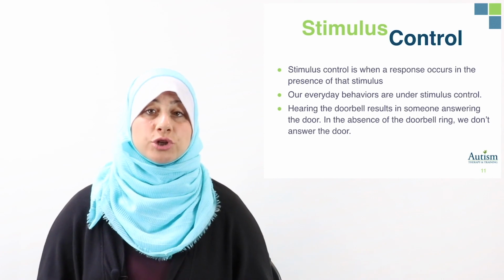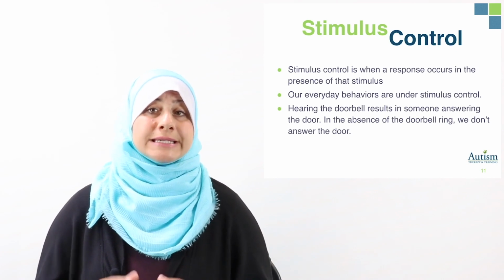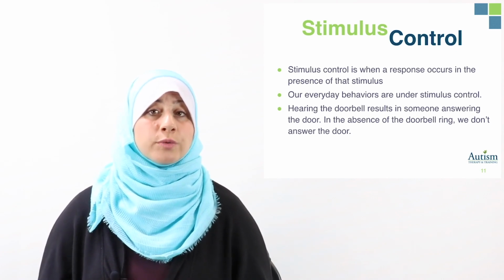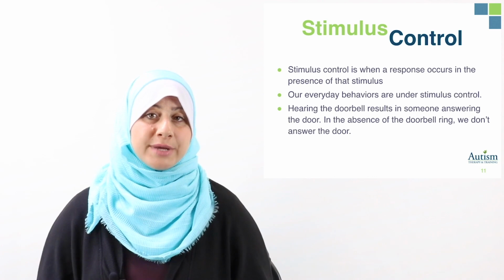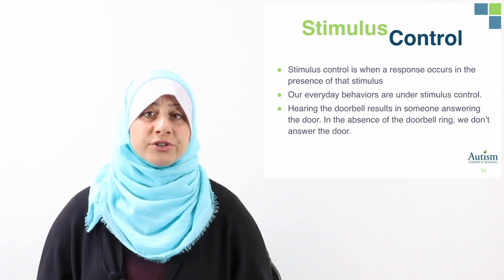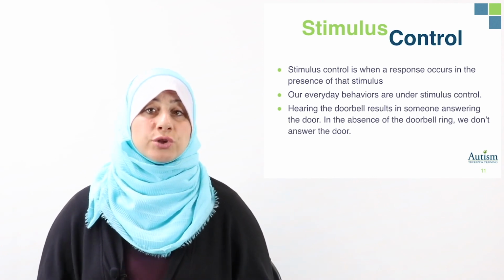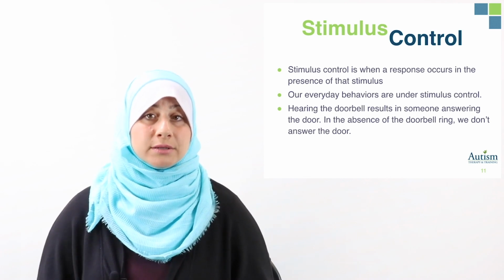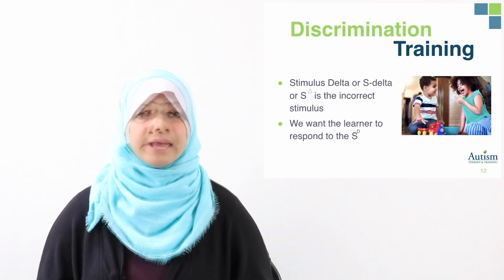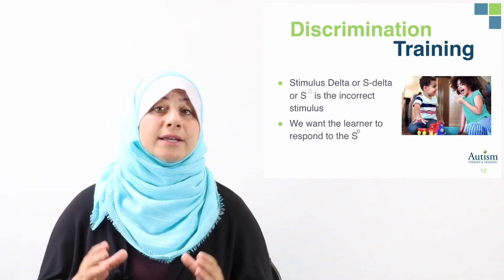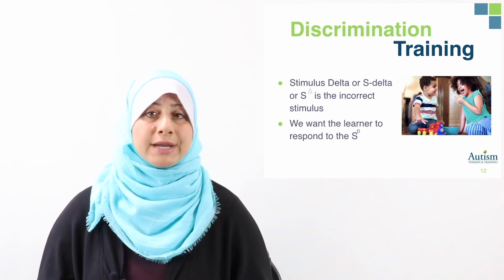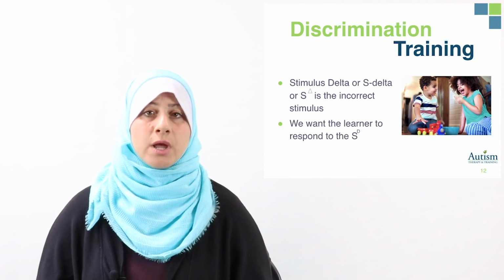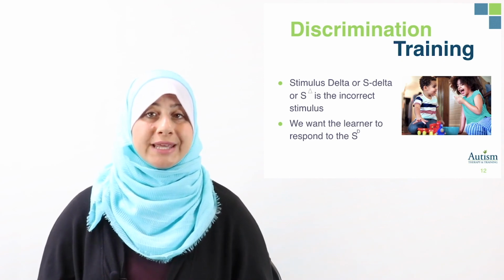We discussed stimulus control in a previous class. Stimulus control is when a behavior or response occurs in the presence of that stimulus. We see this in our everyday behavior. Our behaviors are under stimulus control. We answer the door when the doorbell rings. We don't answer it otherwise. S delta is the incorrect stimulus. This is the stimulus that we don't want our learner to respond to. We want our learner to respond to the SD.